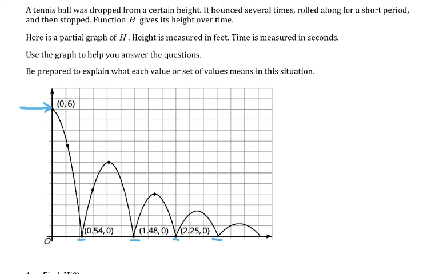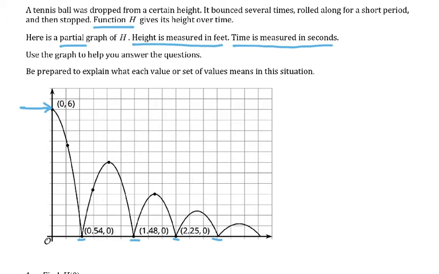We are told that the function name is h and gives its height over time. So again, there's that function notation, that function verbiage. Function over time. What am I talking about? I'm talking about the height of a tennis ball over time as it bounces. All right. So you can see here that we've been given a partial graph. Partial means not complete. And I also want you to note that height is being measured in feet and time is being measured in seconds.